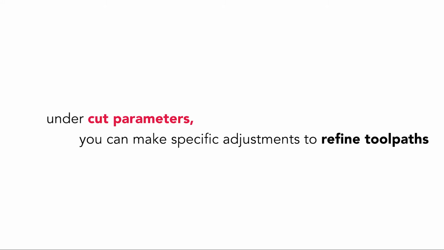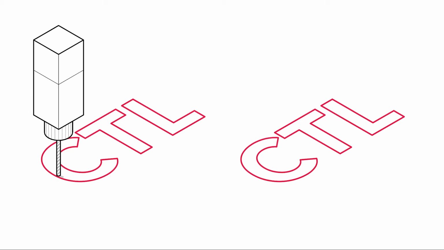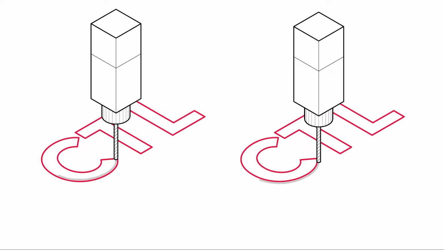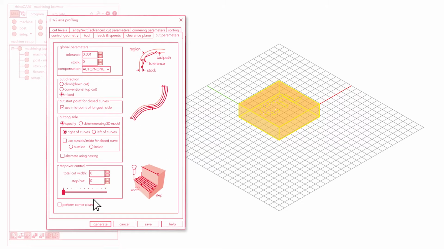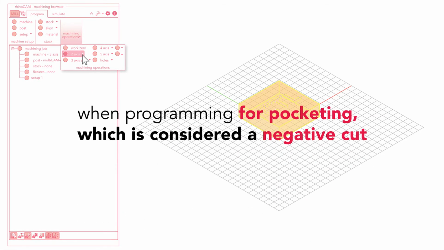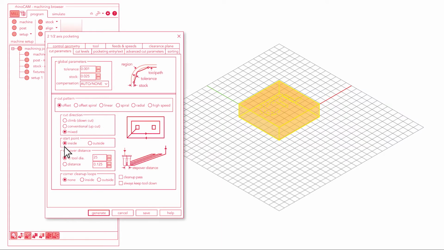Under cut parameters, you can make specific adjustments to refine toolpaths. Defining whether you want an inside cut or an outside cut is important to accommodate for the diameter of the toolbit. When programming for profiling, which is considered a positive cut, you typically want to set your cutting side to outside. This tells the CNC to only remove material outside of the defined geometry. When programming for pocketing, which is considered a negative cut, you typically want to set your start point to inside. This tells the CNC to remove material within the geometry.